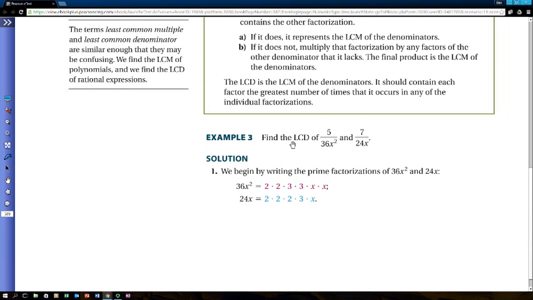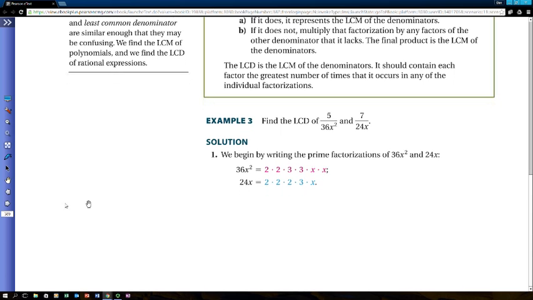So example 3, they want to find the least common denominator between these two fractions. So we're talking about denominators. So we want least common multiples of these two denominators. Well, they prime factor 36x squared, and they get these factors here in the red. We got 2 squared times 3 squared times x squared if I wanted to put exponents still on it. And here I got the prime factorization of 24x, which is 2 to the third times 3 times x.